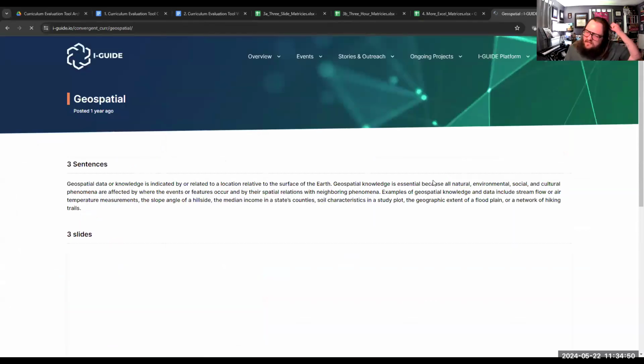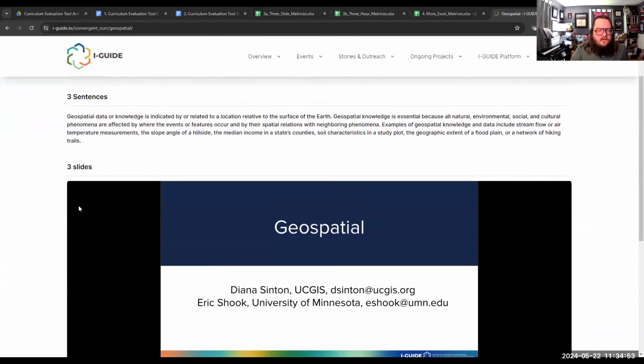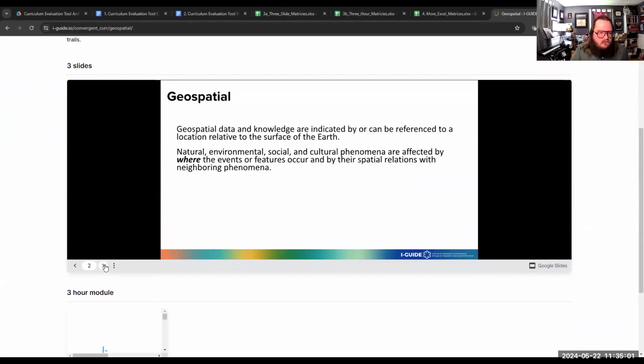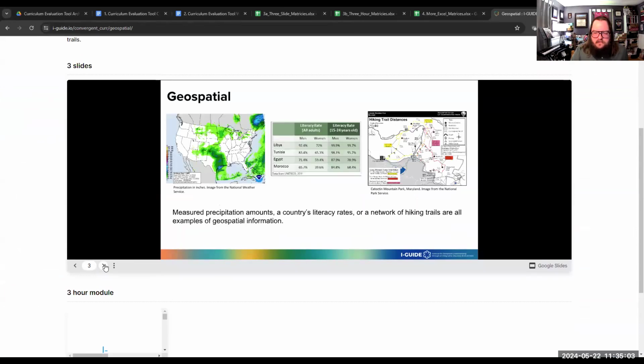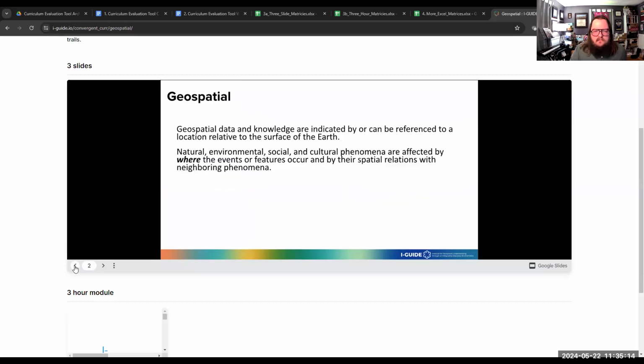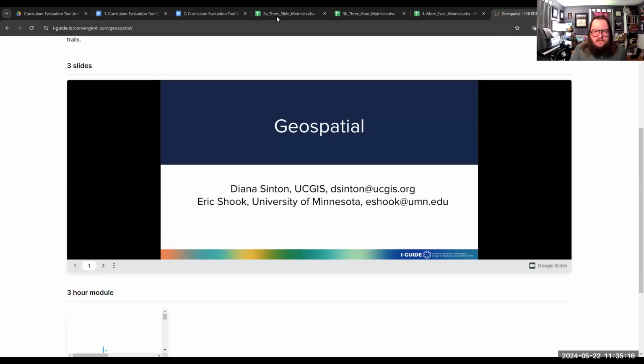Let's pick geospatial. Geospatial has its 3 sentences here, and that's got its 3 slides. Geospatial data, great. Some examples of geospatial data, and some example questions or ways to think about this stuff. Pretty great, pretty fantastic. We love to see those 3 slides.